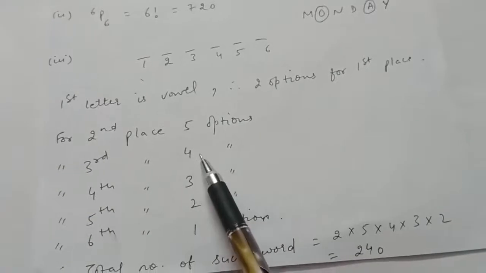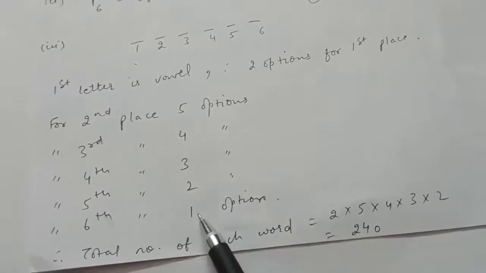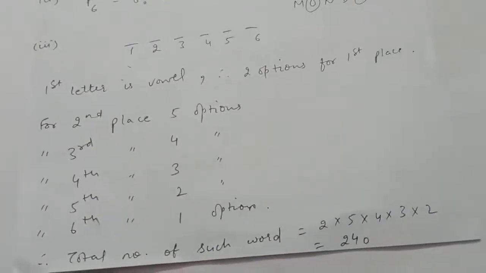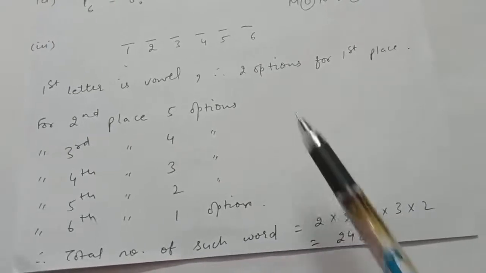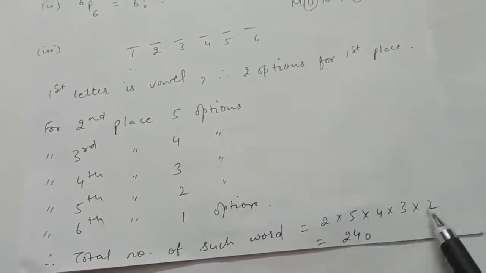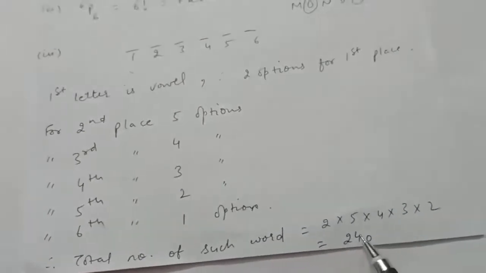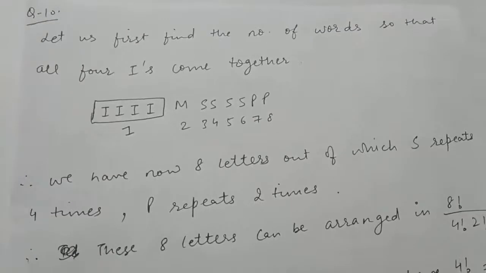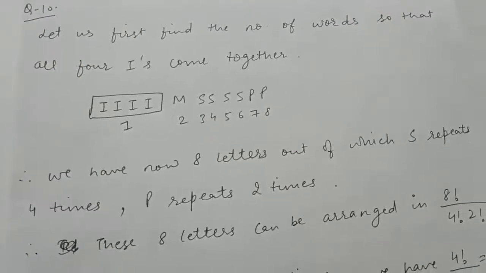Then for the third place, now the options will decrease by 1. So now we have 4 options. Then for the fourth place 3 options, for the fifth place 2 options, and for the sixth place 1 option. Therefore the total number of such words that can be formed from the letters of the word Monday in which the first letter is a vowel will be 2 for the first place into 5 into 4 into 3 into 2 into 1, which is equal to 240. Clear?